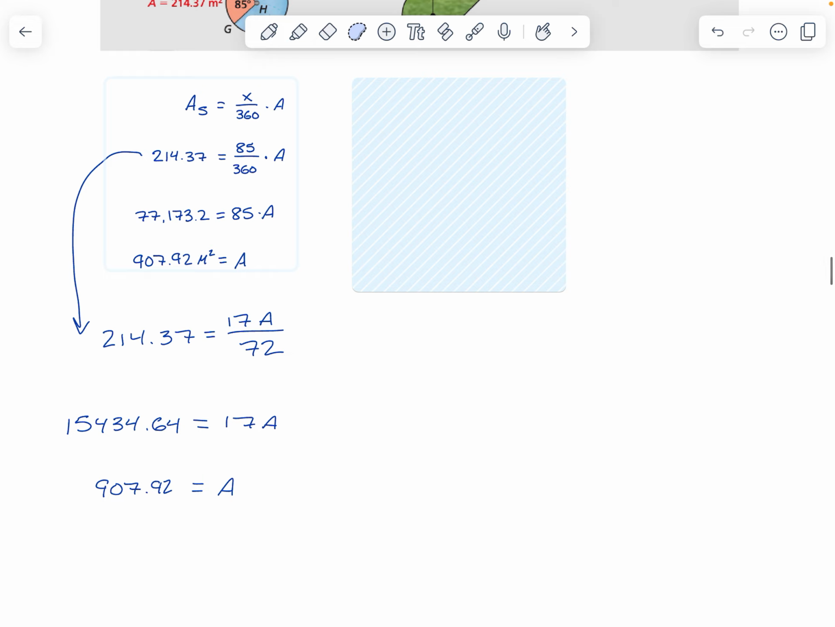So hopefully this shows you that regardless, even if you don't reduce your fractions, I would multiply both sides by 360 and then divide by 85. I'm still going to get down to 907.92.